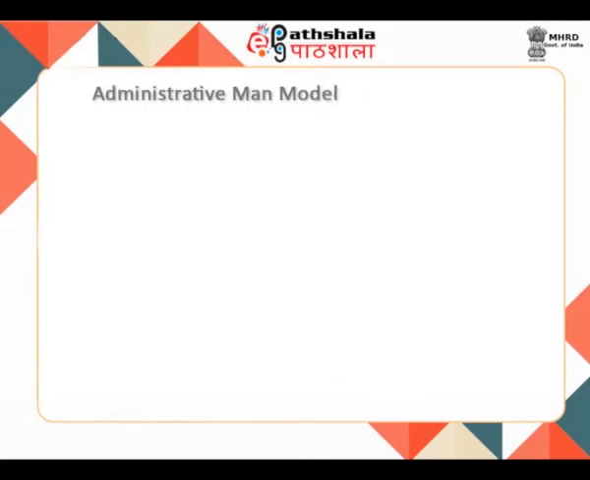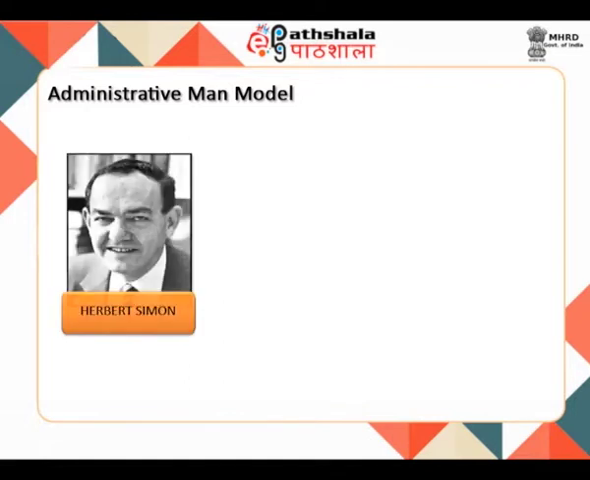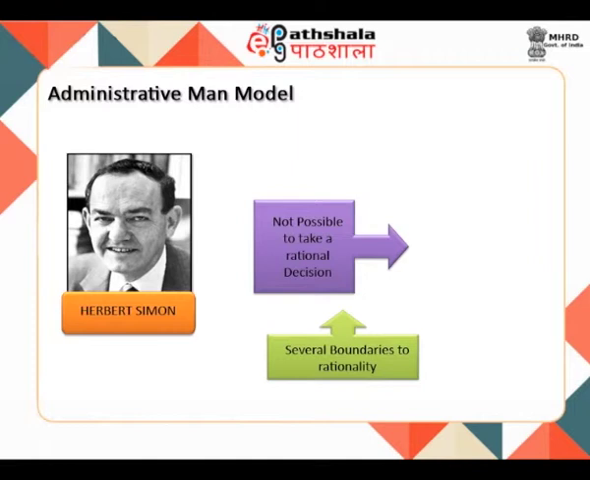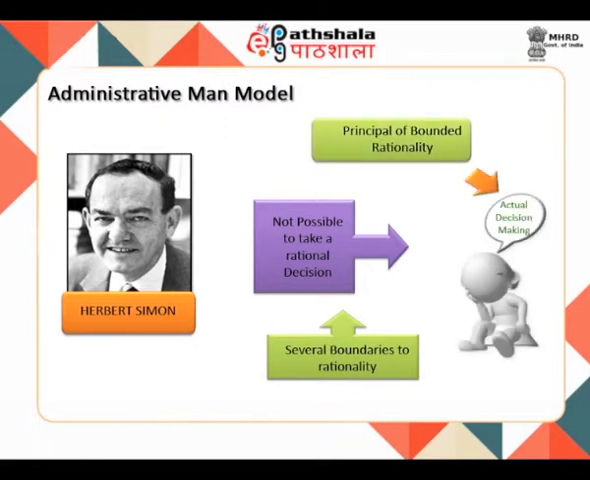The second model is the administrative man model. This is another model of decision making proposed by Herbert Simon, which is based on the principle of bounded rationality. It explains the actual decision making behavior in real life, in which it is not always possible to take a rational decision due to uncertainty and several constraints. This is a real life behavior. There are several boundaries to rationality in decision making.